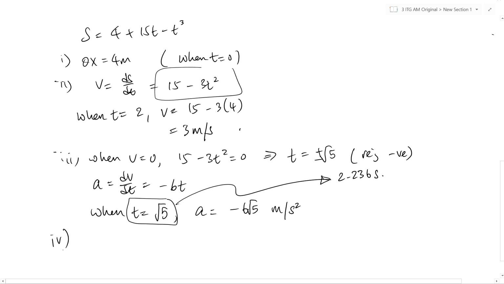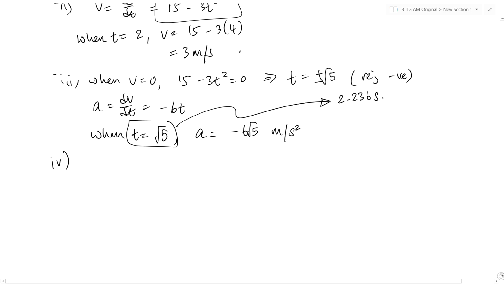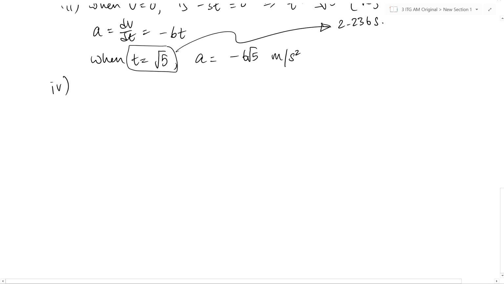Calculate distance traveled during the third second. That means we are interested in the distance traveled from t equals 2 to t equals 3. So as mentioned, we will draw our displacement axis. It is far more useful to draw a displacement axis than a time axis, because we can visualize where he is at whichever time he is at. So at time equals 0, we know that his displacement is 4.